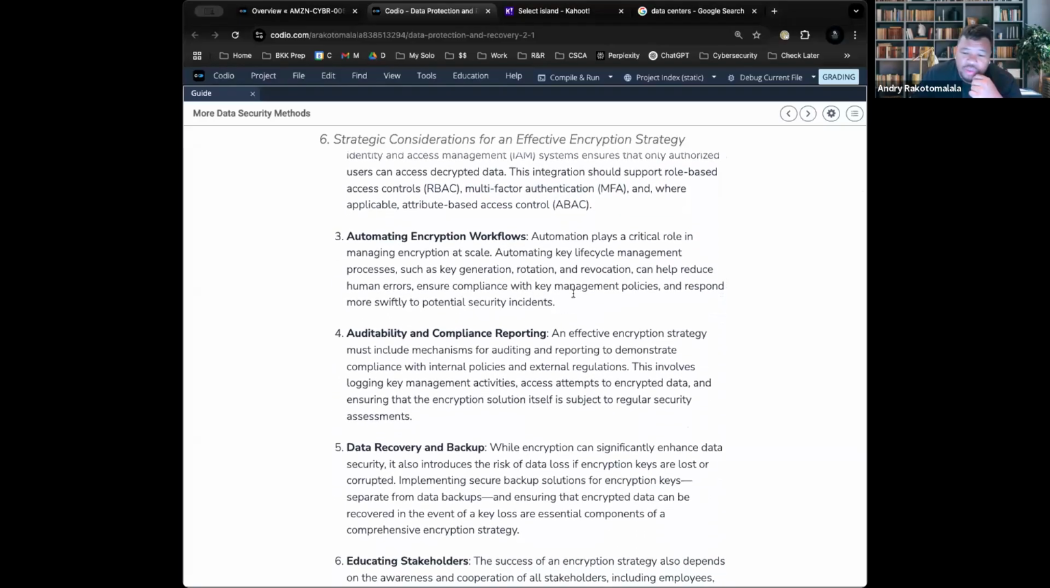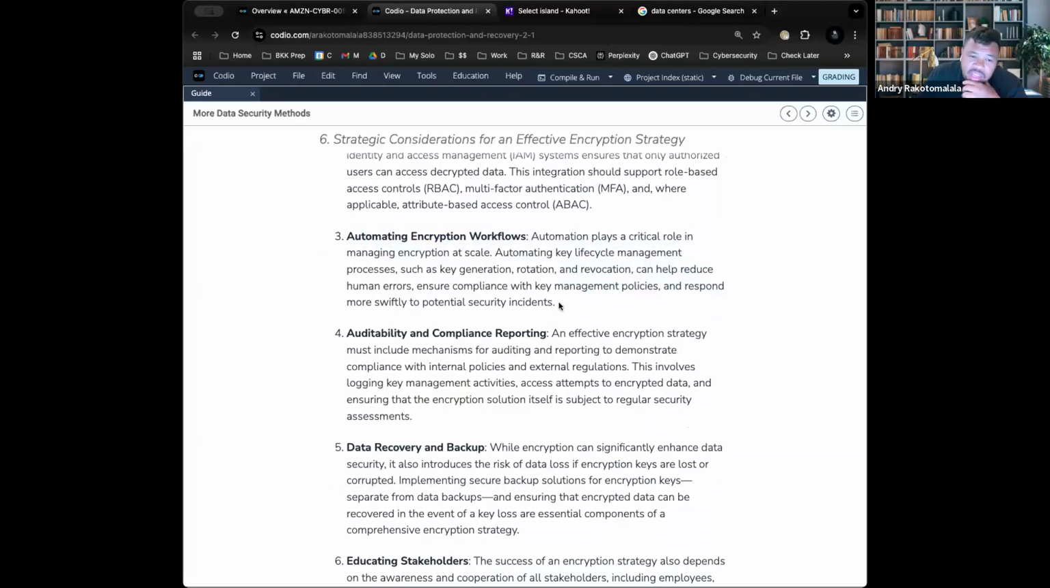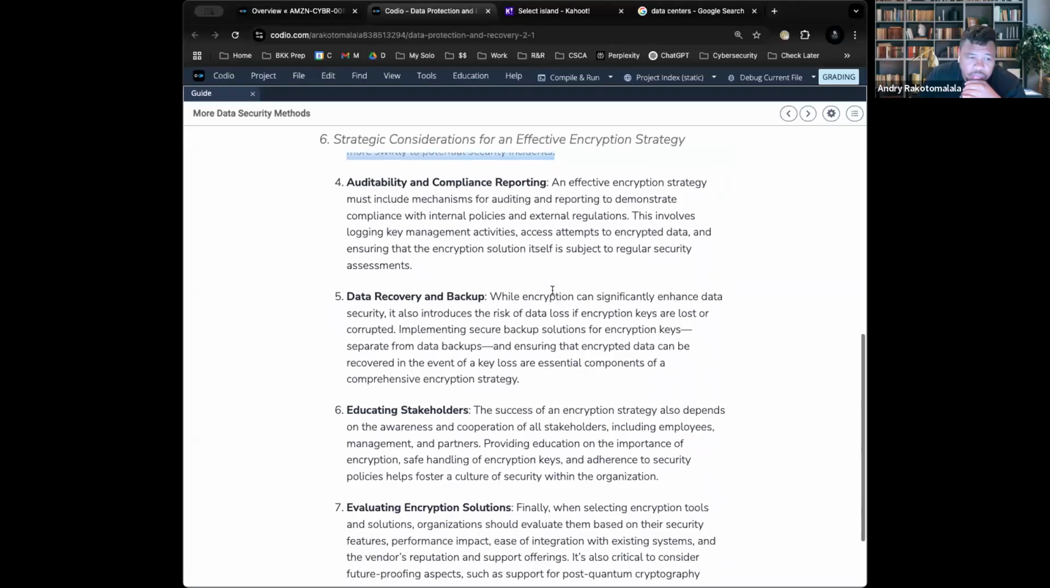Automated encryption workflows, this just means that you automate, for example, if we're talking about keys. Like I mentioned, the keys have to expire, they have to be rotated, and they have to be sent and used, right? If you can automate this process so that a human doesn't actually have to click anything, that saves so much time, money, energy and resources, right? Not to mention, it reduces the chances of human error. So automating that workflow of the keys is essential.